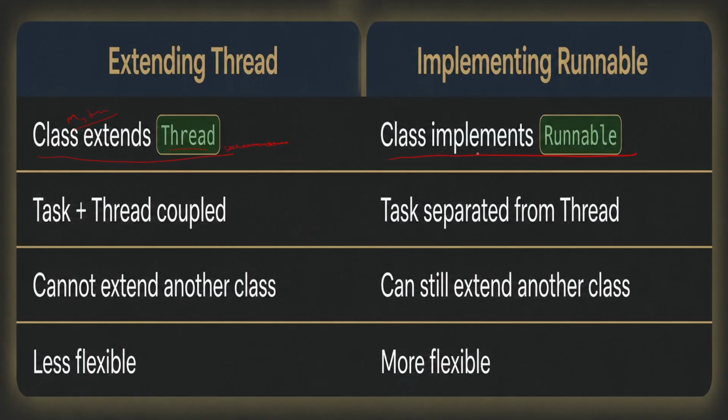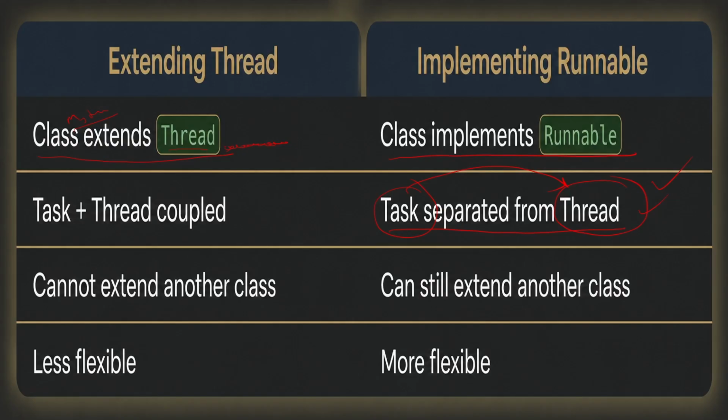But with Runnable, our task is separated from the thread itself. We have seen with the example, the task is separated from the thread. We are creating the task separately and the thread separately, and later we assign this task to this thread. So we can extend another class, since we are implementing the Runnable interface. This makes the design more flexible. So in most cases, separating the task from a thread by using Runnable is preferred.